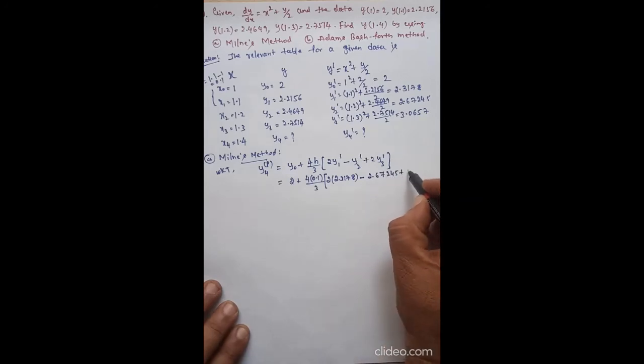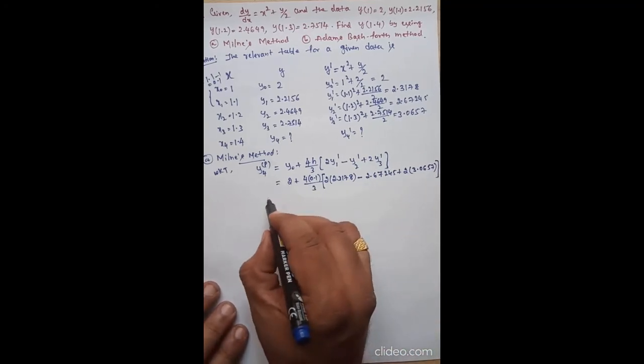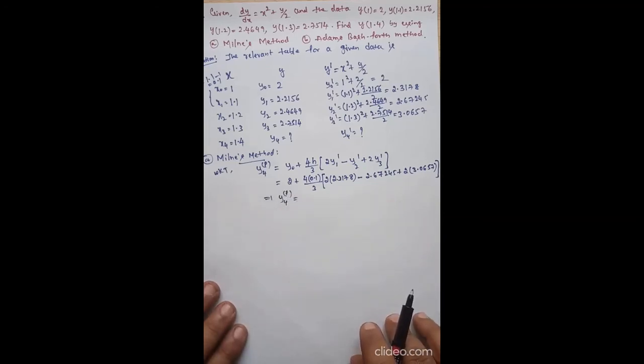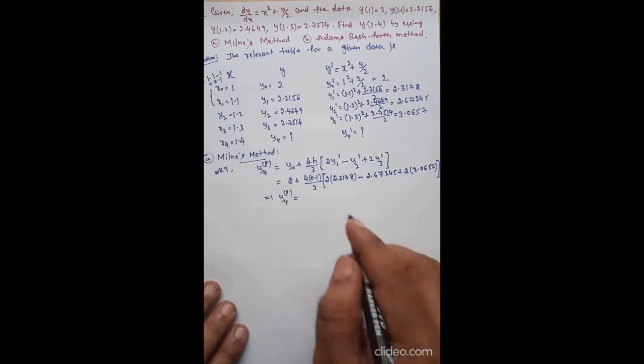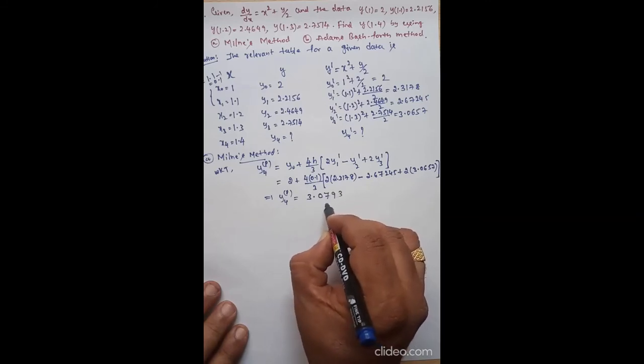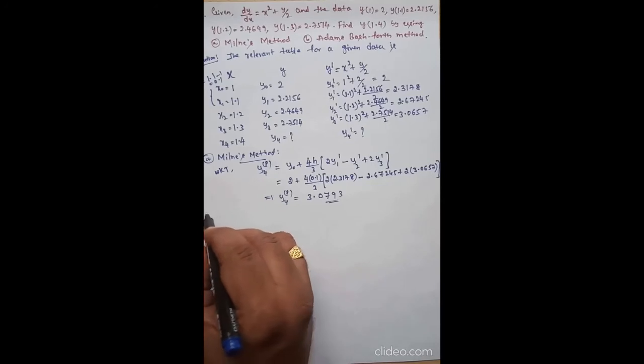2.67245 plus 2 into y3 dash, and y3 dash is 3.0657. Now simplify this using your calculator, you get y4 power p, the predicted value. So for this problem, if you use your calculator and solve, we get 3.0793. This is the predictor value for the problem according to Milne's method. So once you get this, you know the next step is calculation of y4 dash.